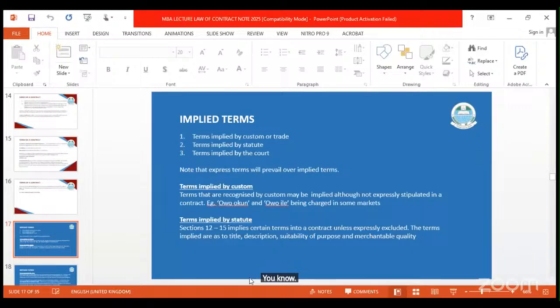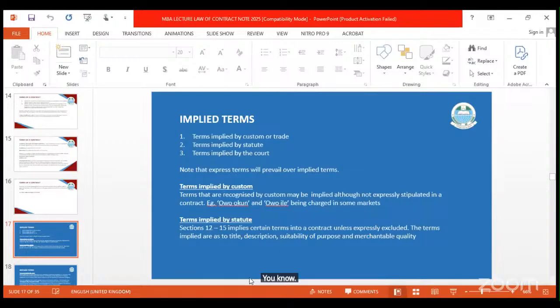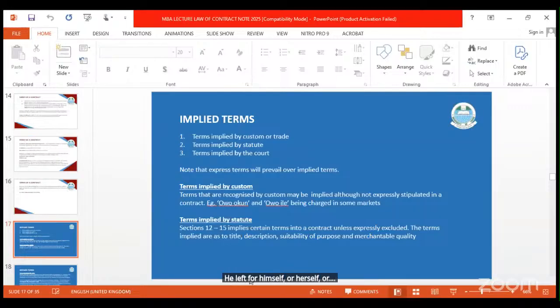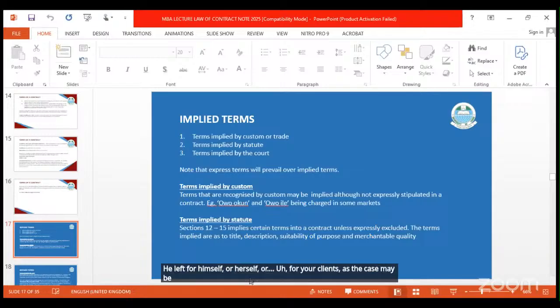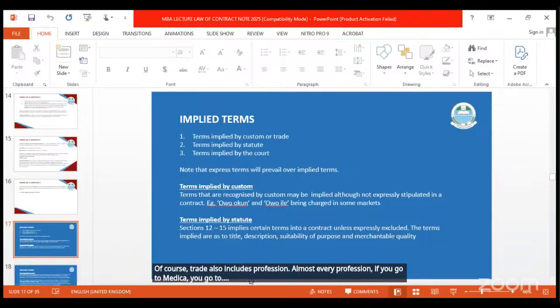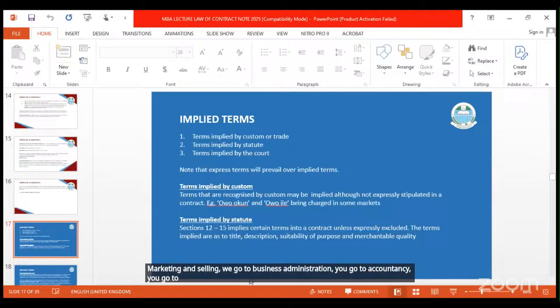Professional standards, those are in accounting. You also have professional standards for lawyers in the house, the ethics of lawyers. They're all implied when a lawyer is engaging in a transaction, either for himself or herself or for a client, as the case may be. Of course, we're saying that an express term supersedes the implied term. But we're focusing on the implied term, which we said is implied by custom or trade. Of course, trade also includes profession. Almost every profession: if you go to medical, marketing and selling, business administration, accountancy, the legal profession, estate.